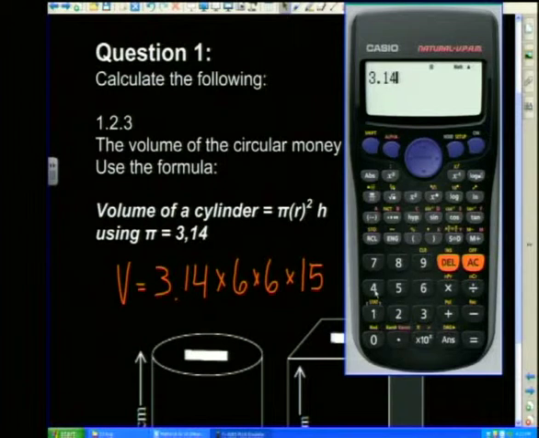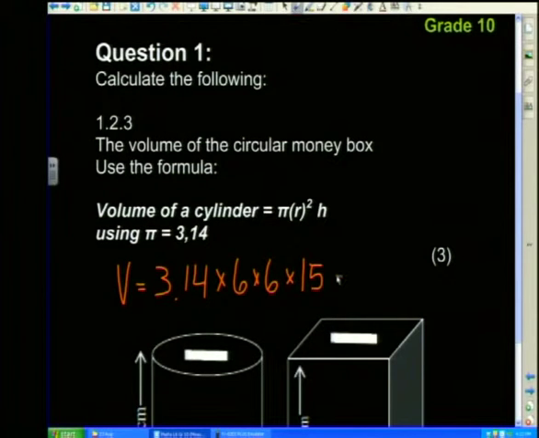So it's 3.14 times by 6 times 15, and we get our answer of 1695.6. 1695.6, and remember your units. So those are centimeters cubed.